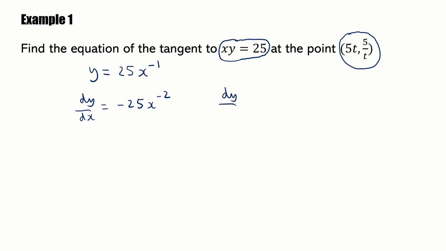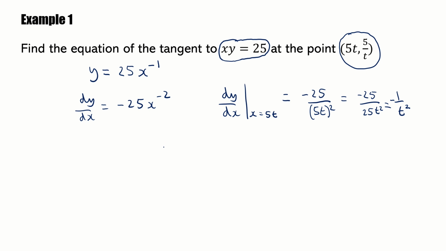We can then find the gradient at our particular point by plugging in x equals 5t, which, although it's algebra, is just the x coordinate, and therefore we would have minus 25 over, because remember, power of minus something means it's on the bottom of a fraction, and then we've got (5t) all squared. Common mistake there is, again, people don't square the 5 as well, because what we should get is 25t squared in the denominator, which means our gradient is minus 1 over t squared.